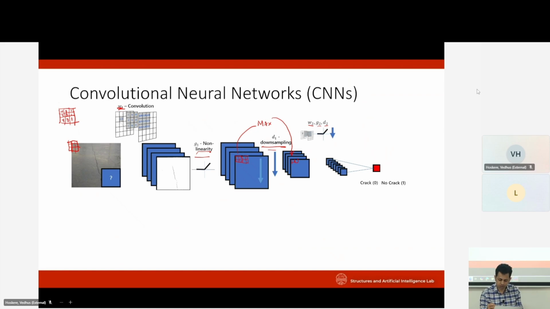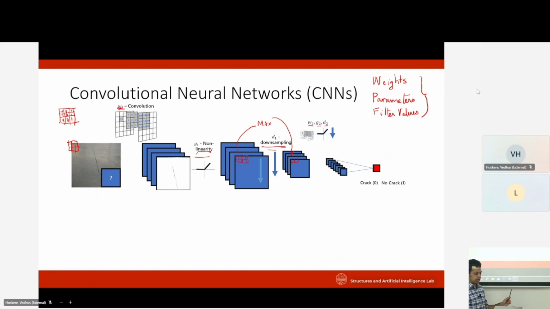So I'm using many words here. I'm using weights, parameters, filter values. Okay, these all mean the same thing. Weights, parameters, filter values, they all mean the same thing.